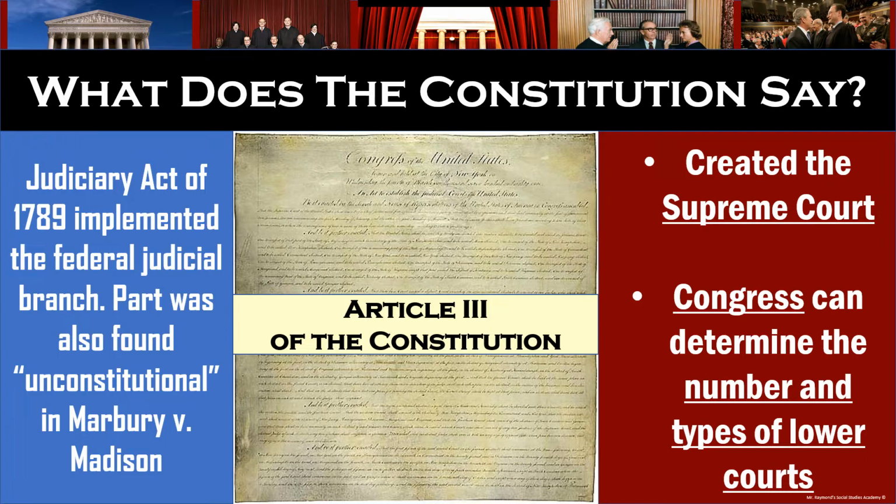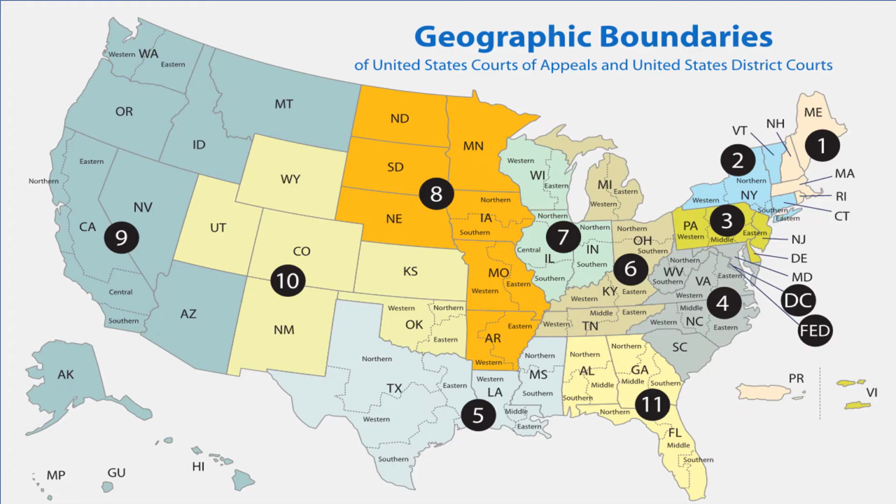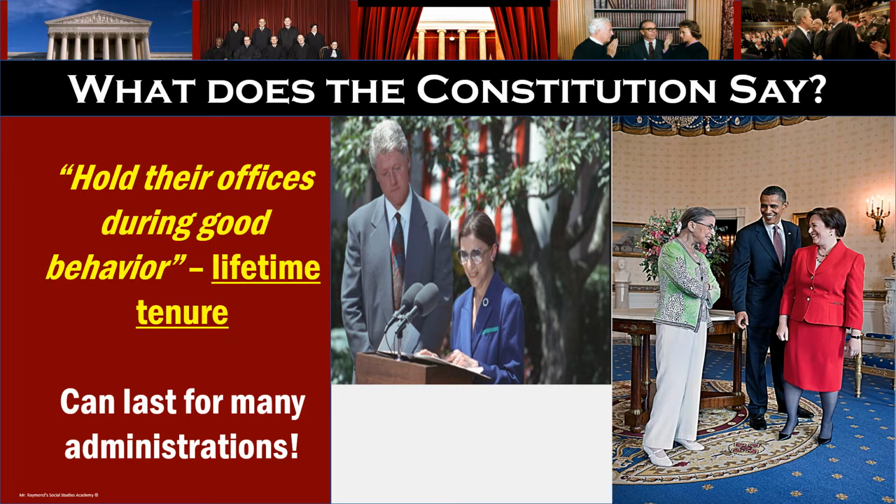Well, this brief section created a U.S. Supreme Court and gave Congress the power to create what they refer to as inferior courts. And this created our federal court system below the U.S. Supreme Court. The Constitution gave Supreme Court justices a lifetime tenure, which has made their appointments a powerful way for presidents to leave their legacy, as justices will often serve much longer than a president's term.